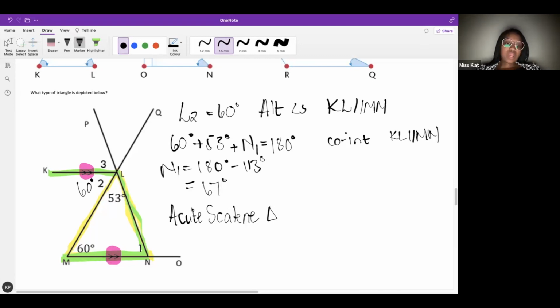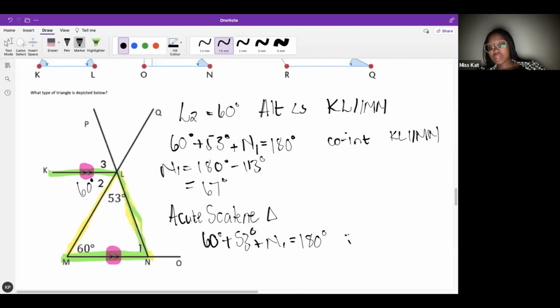As we said, guys, I only didn't use interior angles of a triangle because we haven't done it. That's in the next lesson. If you did use interior angles of a triangle, you would have said 60 degrees plus 53 degrees plus N1 equals 180 degrees, and your reason would have been interior angles of a triangle. So that's also correct. I just didn't use it because I haven't officially done it here, so I wanted to stick to stuff that I've done.